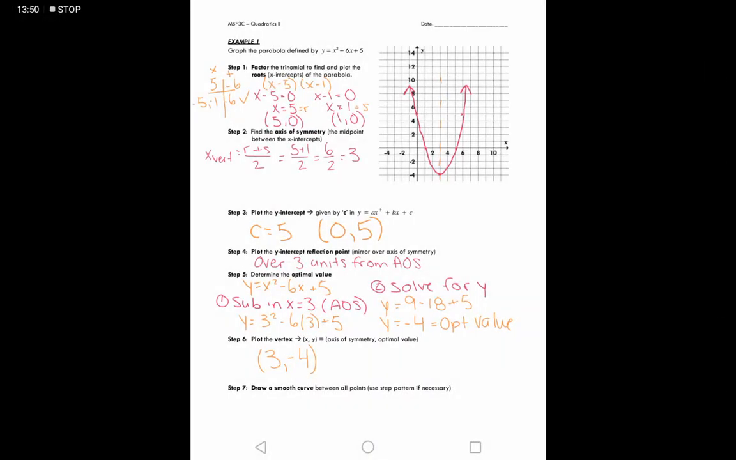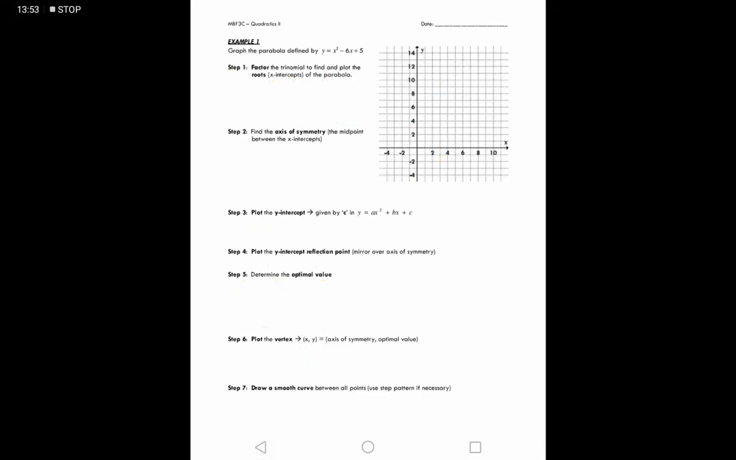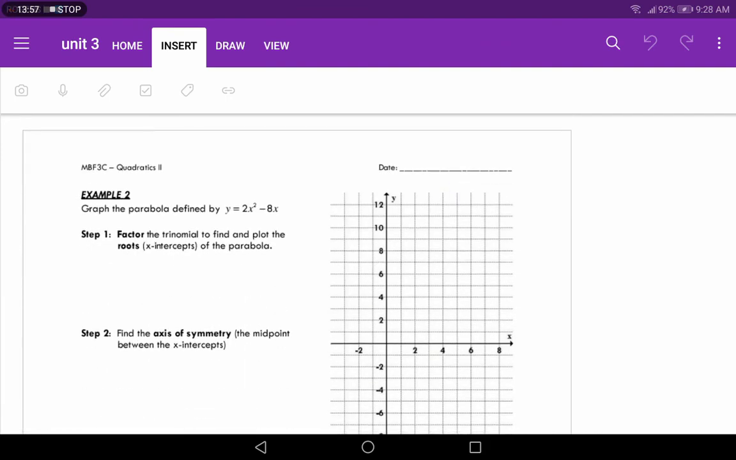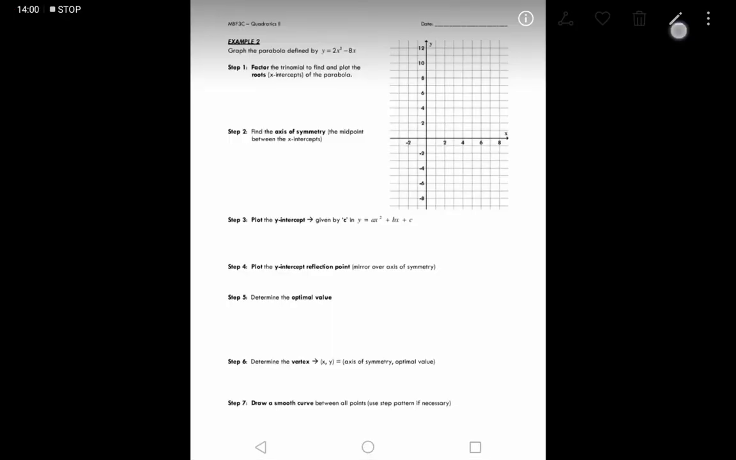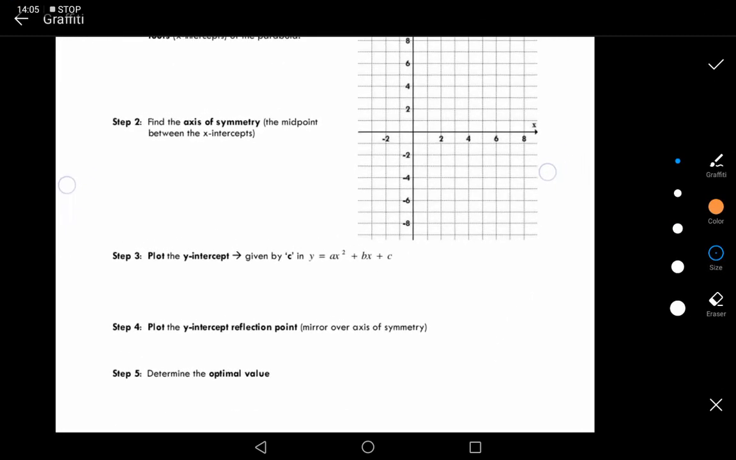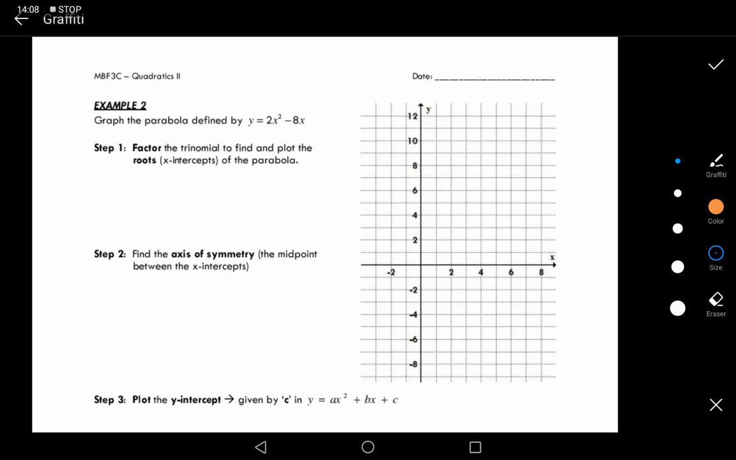It's going to be very similar to this one, just to help you grasp this concept of graphing when we're given something in standard form. Okay, so example 2. Graph the parabola defined by y equals 2x squared minus 8x. So notice that we don't have a trinomial here, right? We have a binomial, so it looks a little bit different.